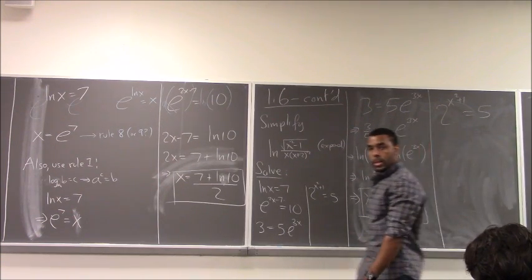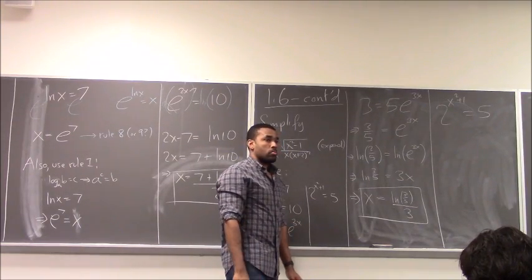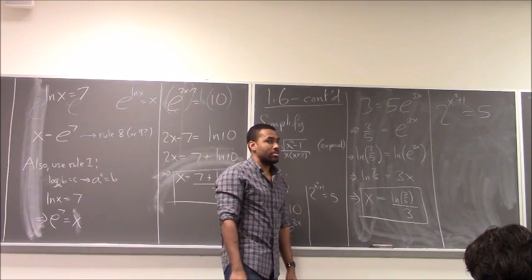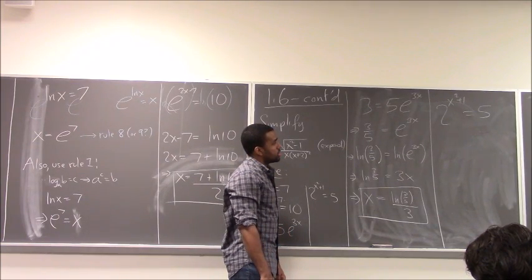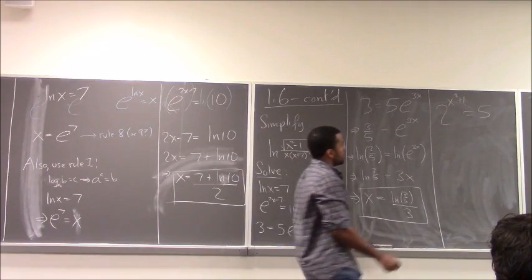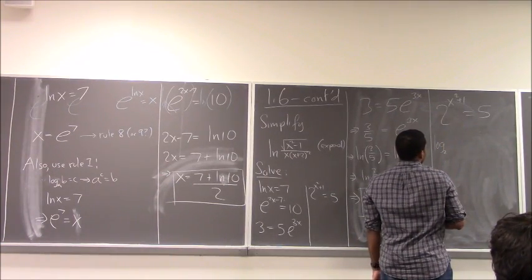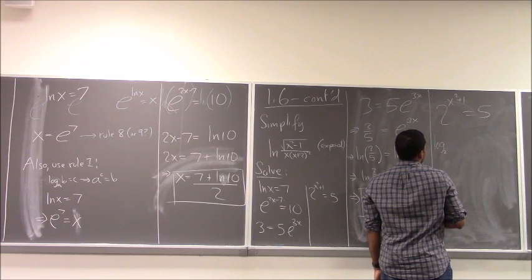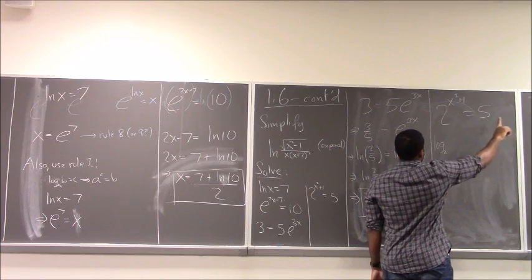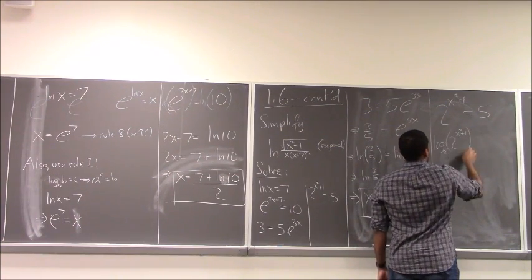Ideas for this one? Yeah. The log base 2 of 5 equals x squared plus 1. You said log base 2. Yeah, of 5. Oh, you're doing this side? Okay. Let's actually just log both sides first.